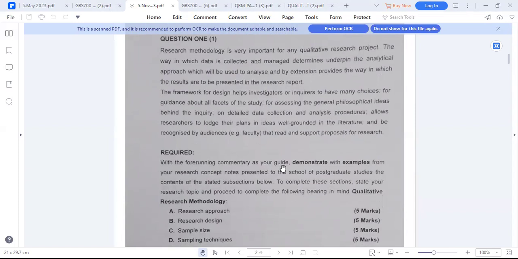The framework for the design helps investigators or inquirers to have many choices for guidance about the facets of the study, for assessing the general philosophical ideas behind the inquiry, and on detailed data collection and analysis procedures. It also allows researchers to launch their plans and ideas, all grounded in literature and be recognized by audiences, for instance, the faculty that read and support proposals for the research.